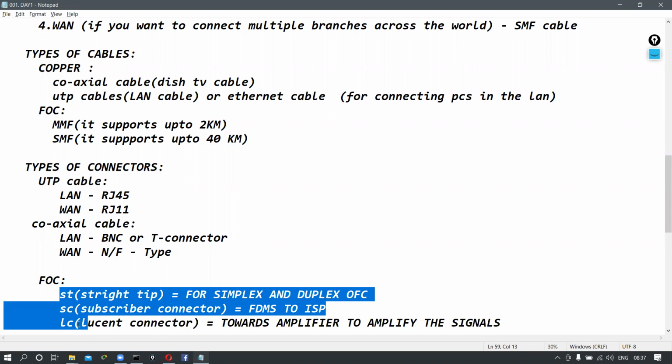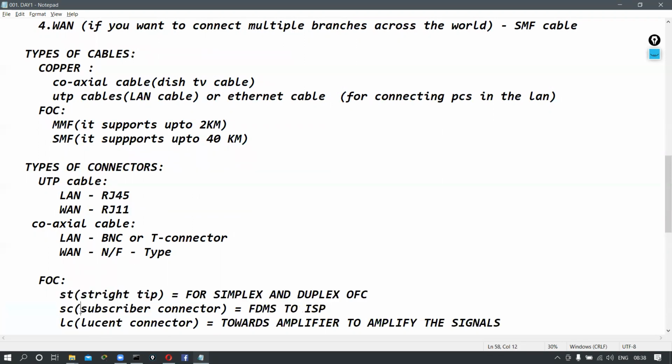Only ISP guys will come to know about this one. While working in the service portal, at that time you will come to know about these connectors. Just remember what the connectors in fiber optic are: ST, SC, and LC. That's all. How to connect? Okay, that is not our duty.